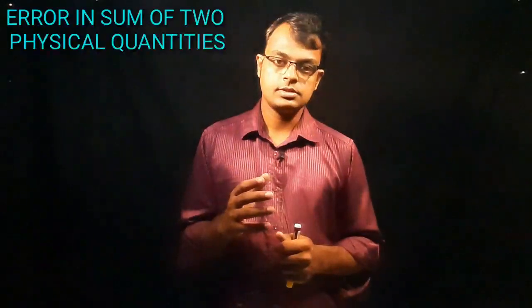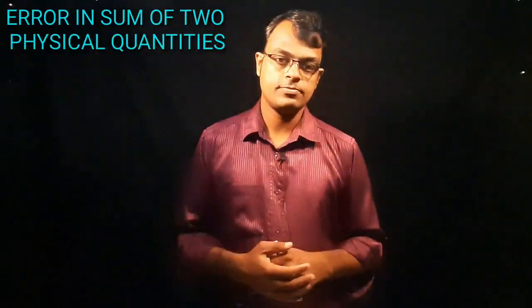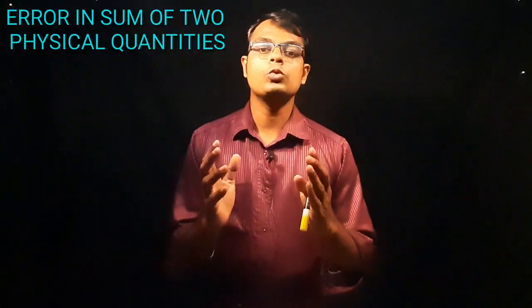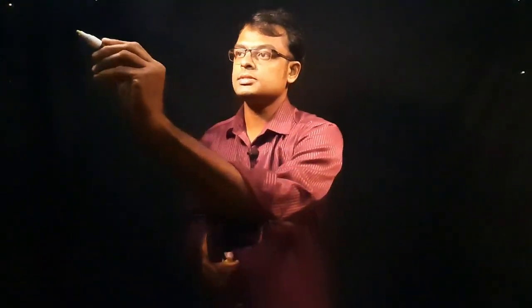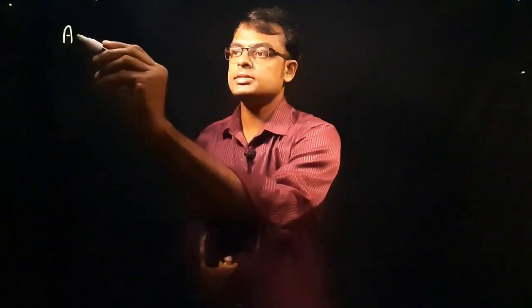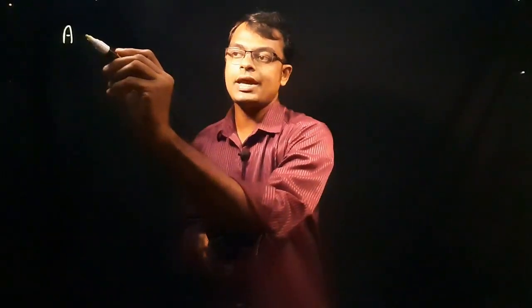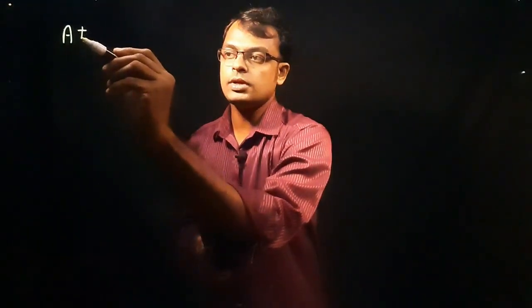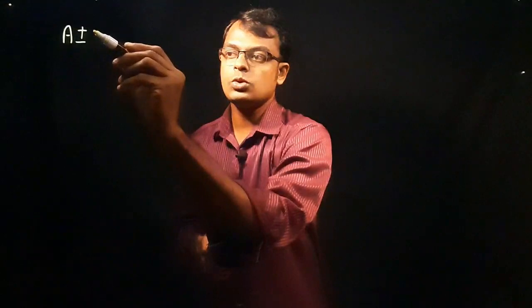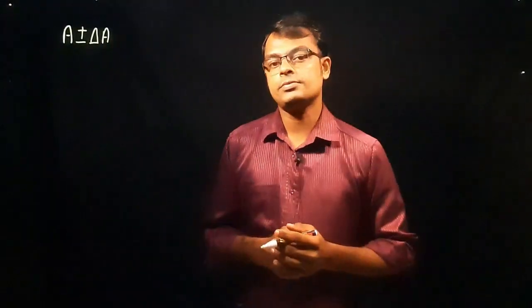So the first one is error in sum of two physical quantities. Let's discuss two physical quantities. Say A is a physical quantity which we are measuring. There is a chance for error in A, so I am writing here the absolute error is equal to plus or minus delta A. That is the first measured value.